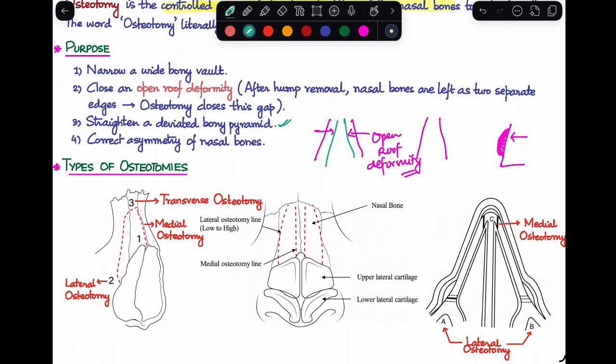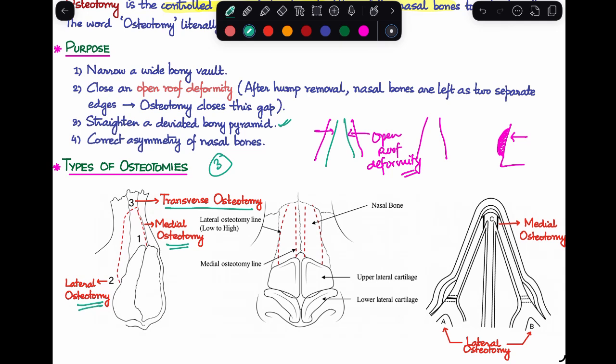Now let's try to understand what are the different types of osteotomies that we have. First I'll tell you the different types and a little bit about it, and next we'll go into the steps of each of these osteotomies. So here we have three types of osteotomies. We have the lateral osteotomy, we have medial osteotomy, and we have transverse osteotomy.